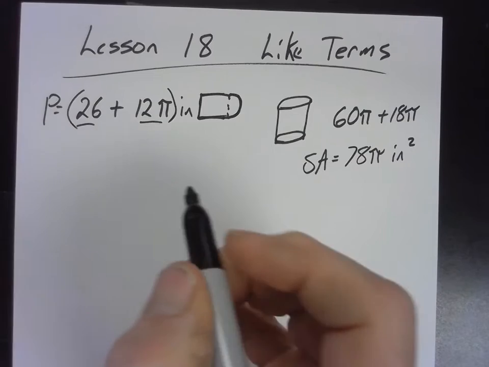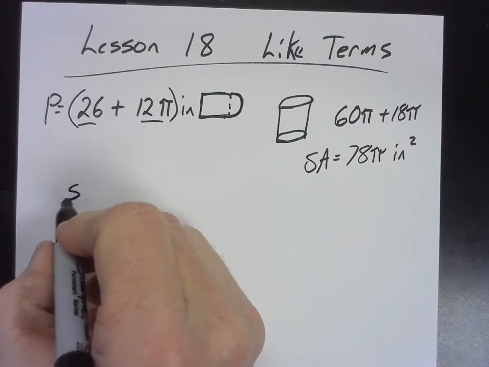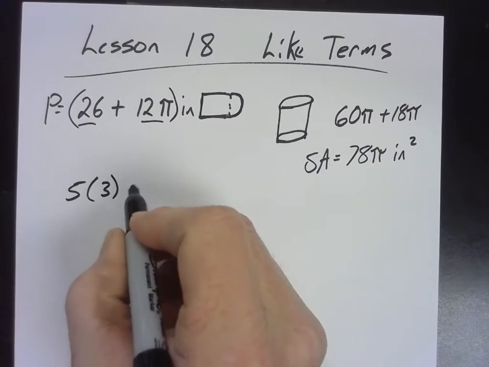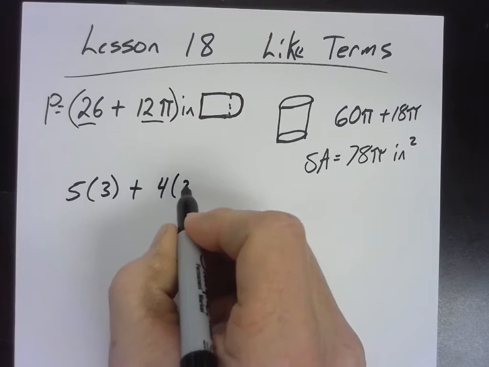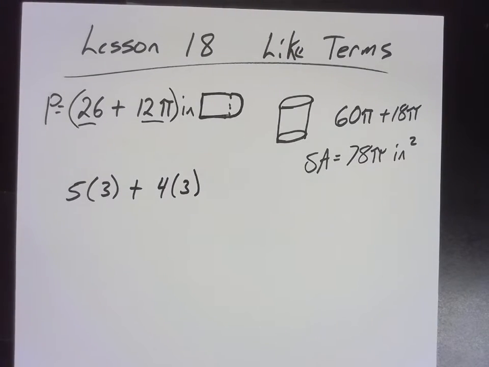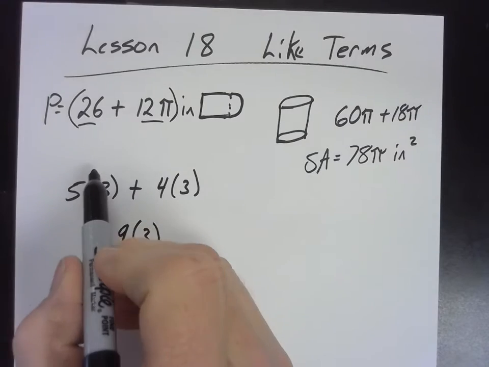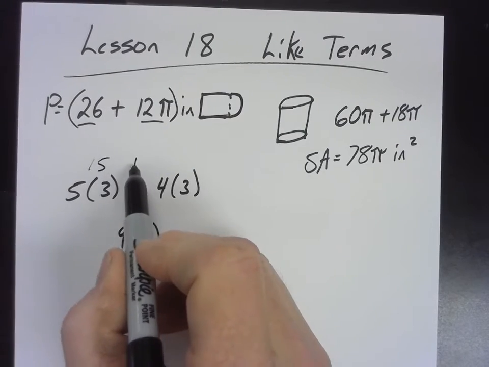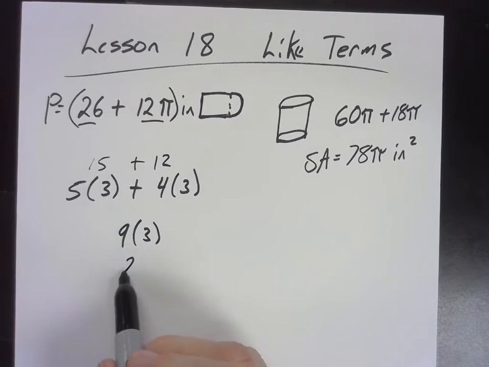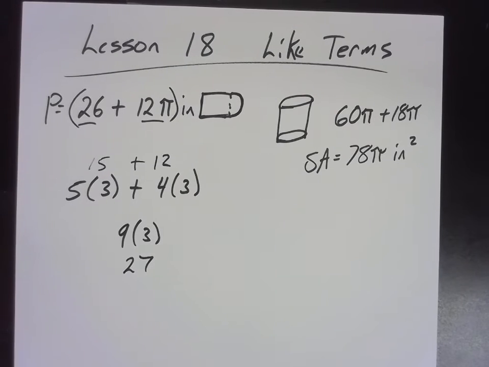Now let's just take a look at this. We talked about this yesterday. Are those two like terms? 5 times 3 plus 4 times 3. They are like. It is 9 times 3. Okay, so 15 plus 12 does equal 27, doesn't it? They are like terms. They do work out.